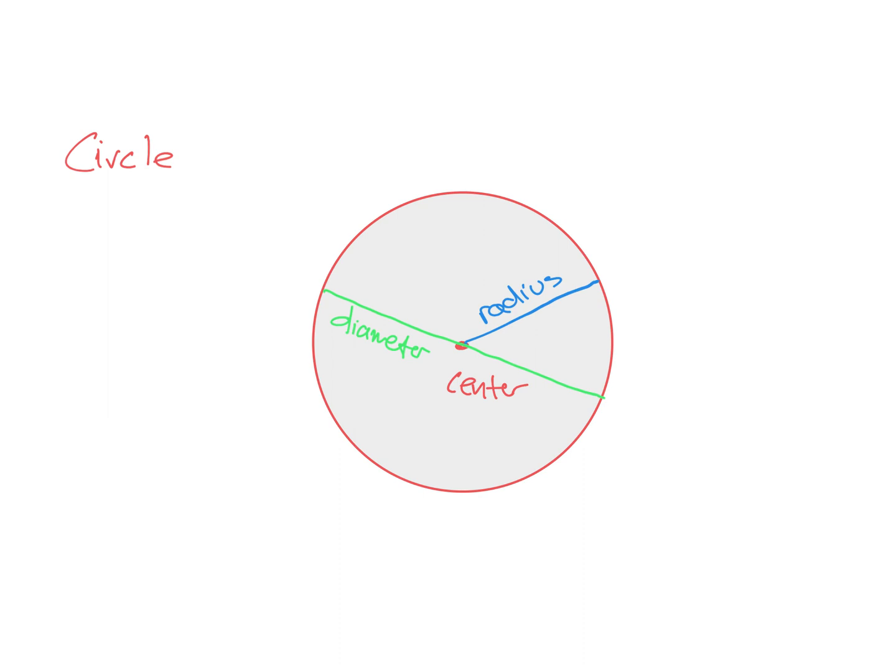And then finally, the outside, the distance all the way around the outside of a circle, kind of like our perimeter, we call the circumference. So this is what you guys should know for this first lesson.